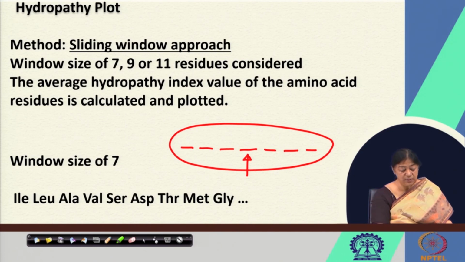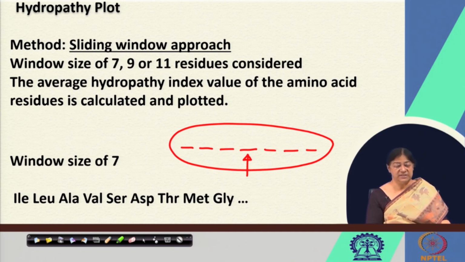Then we will see what this looks like. So, say we have a sequence like what is given here. What are these? Isoleucine, leucine, alanine, valine, serine, aspartic acid, threonine, methionine, glycine. So, there is a mixture of acidic, neutral but polar, and hydrophobic residues. Let us see what the characteristic of this string looks like.